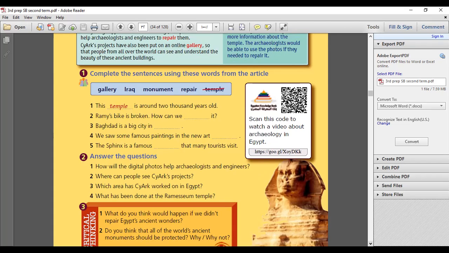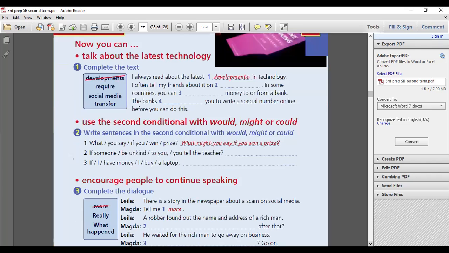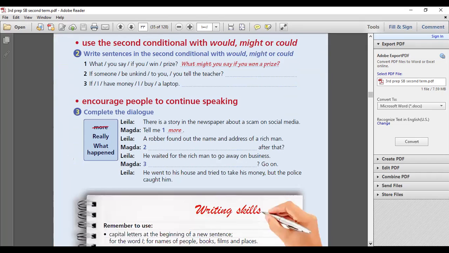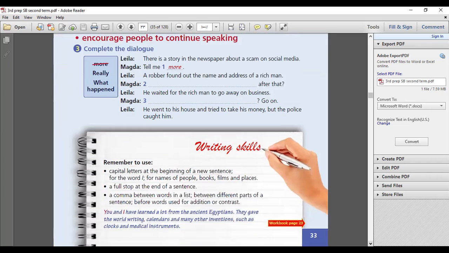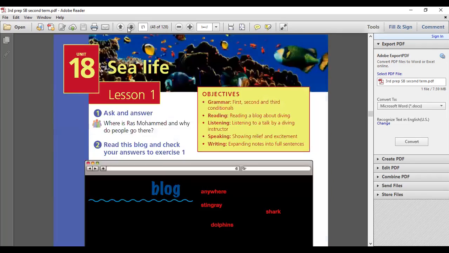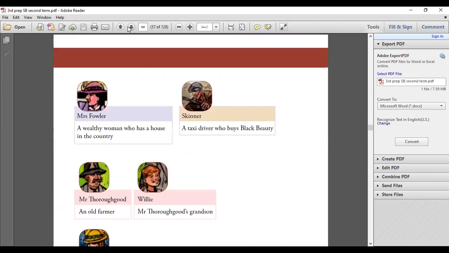I want you to answer number 2 in your homework, okay? Now I want you to open your workbook and answer this revision, which is page 33, homework, okay? You should see homework. Open your workbook.